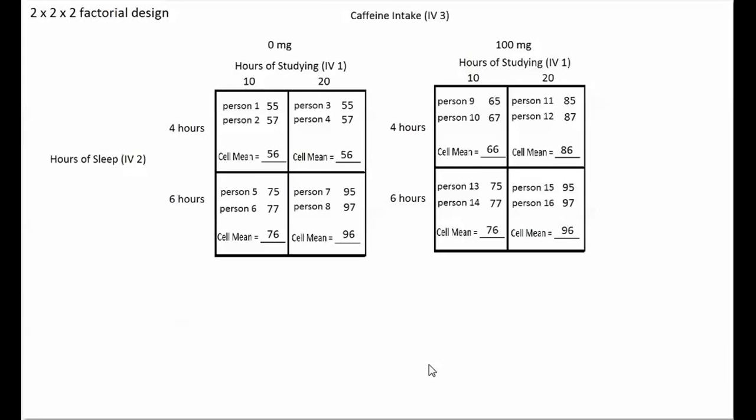Just like before, the cell means are just the means of the cells. I calculated each of these 8 cell means by adding the two values inside of the cell and dividing the total by 2. We talked about how in an experiment with 2 independent variables, you can find a main effect of IV1, a main effect of IV2, and an interaction. In an experiment with 3 independent variables, there's another type of result that can be found called a three-way interaction. And I'll explain what that is.